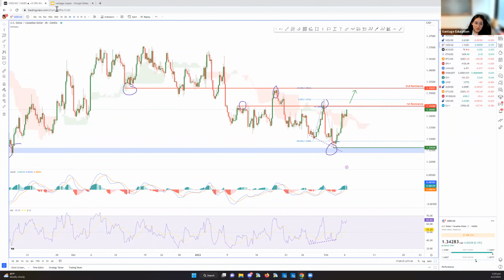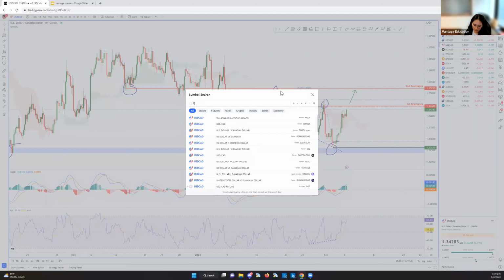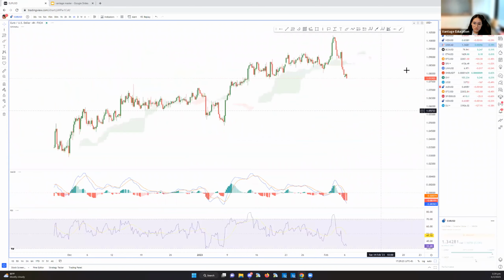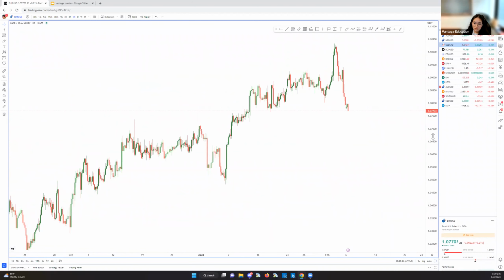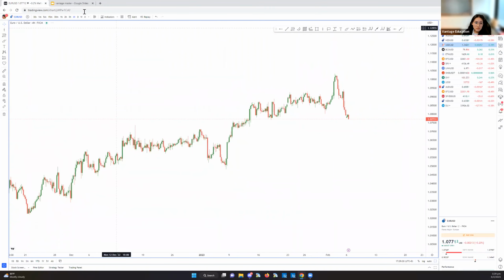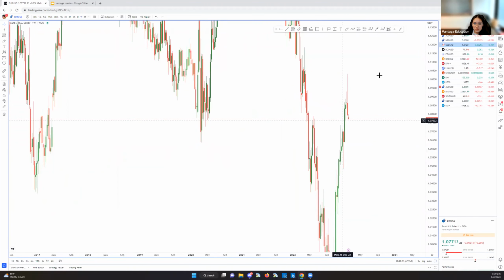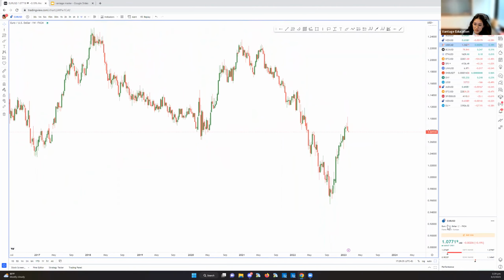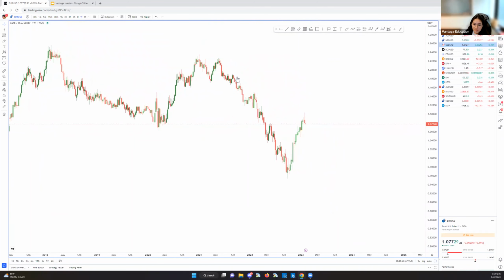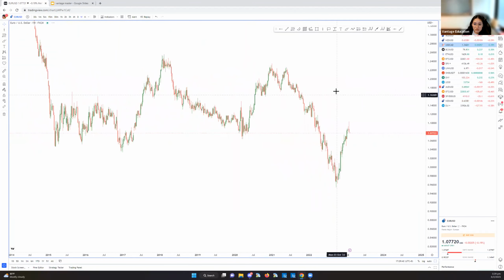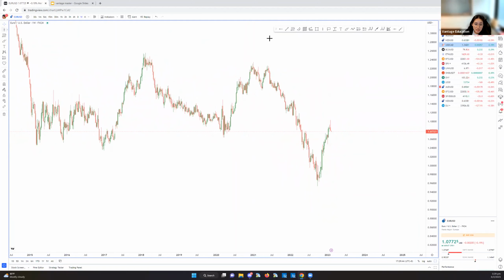Okay, let's move on to euro dollar. Same thing, we're going to start on a weekly time frame just to get a general idea of the trend. We can see price recently broke out of our descending trend line.